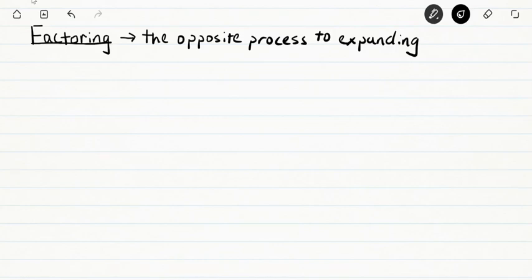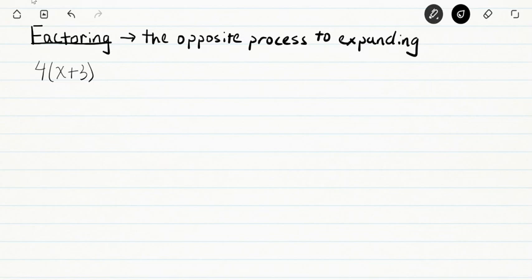This video will introduce you to the algebraic process called factoring. Factoring is the opposite process to expanding. Specifically, this video will look at common factoring. So let's start with the example 4 times x plus 3.